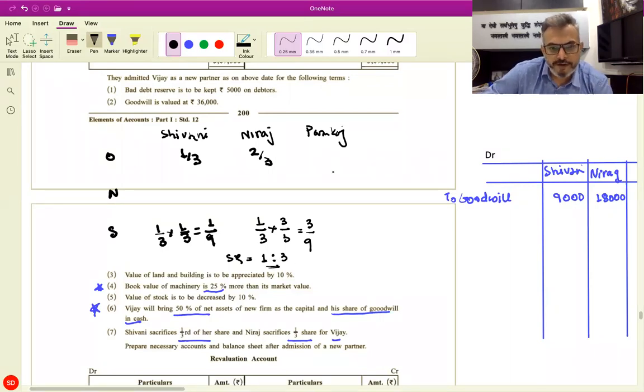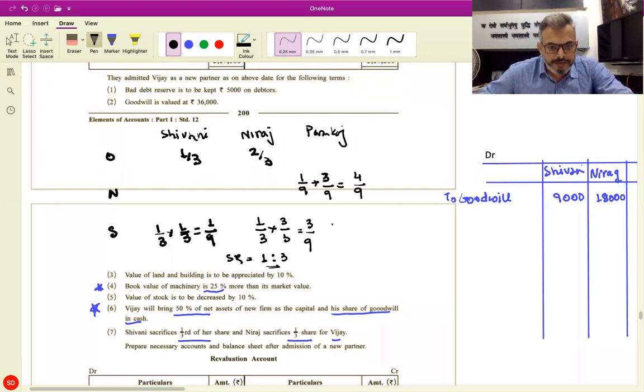Now, what will be the gain for Pankaj? Gain for Pankaj will be 1/9 plus 3/9, which is equal to 4/9. We don't need the new ratio of Shivani and Neeraj. It's not required right now. Okay. So now the sacrifice ratio is 1:3.